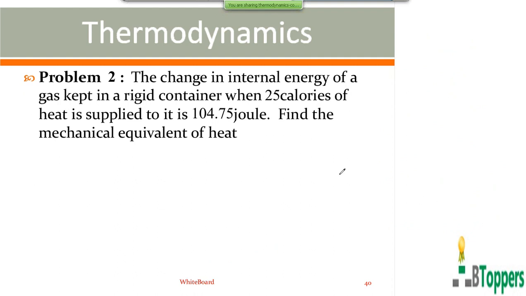So look at the next problem on the screen. The change in internal energy of a gas kept in a rigid container when 25 calories of heat is supplied to it is 104.75 joules. Find the mechanical equivalent of heat.